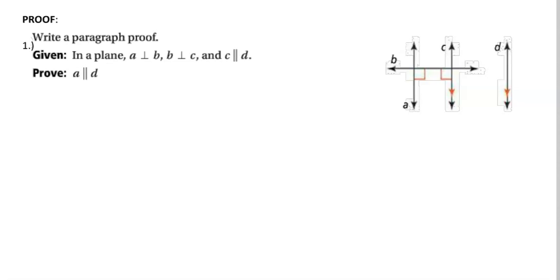Well, is there any way to show that A is parallel to C? Is there any way to show that that one is parallel to that one? Well, we have two lines that are perpendicular to the same line, so they must be parallel. Yeah. And then it's given that C is parallel to D. So then the transitive property will help me show that that's parallel to that one.